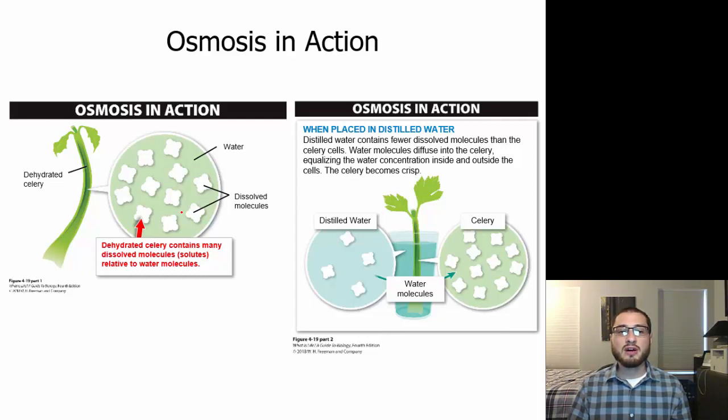So osmosis in action, you see something like dehydrated celery contains many dissolved molecules relative to the water molecules, and that's why you see that it becomes dehydrated. When you place it in a distilled water that doesn't have any salt to it, you're going to see that the water is going to rush in, and that dehydrated celery is now going to be rehydrated because that water is rushing in to create that balance again.